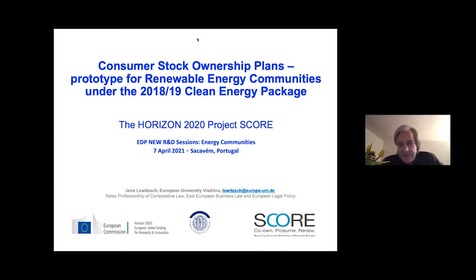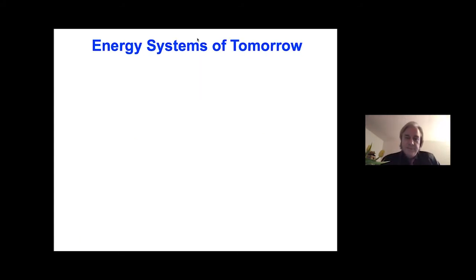But consumer stock ownership plans are more a financing technique than a business model in the narrower sense. That means that we are not in competition, for example, with cooperatives, but we are complementary to them. And actually, as you will see, in a CSOP, you can even use a cooperative as a part of the financing scheme. That being said, let me just quickly introduce the scenario.